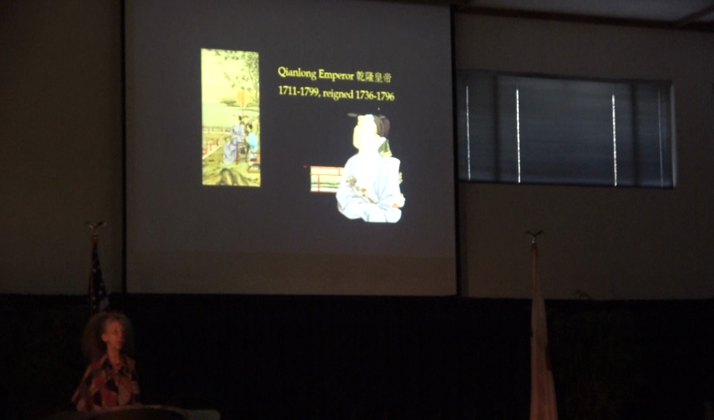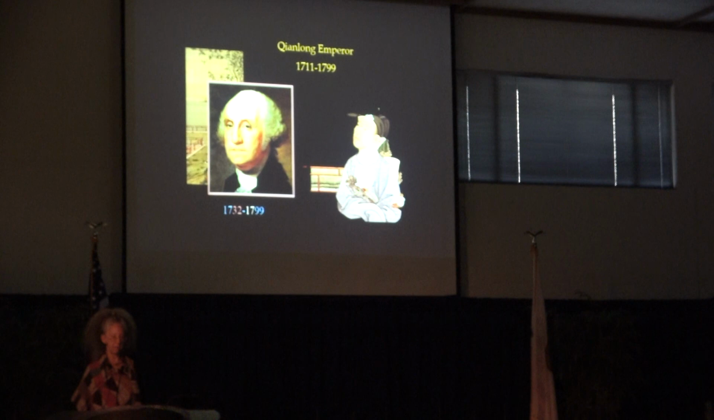Somebody once said to me, if you want to try to conceive of what a 60-year reign is, think of John F. Kennedy, and if he had been president for 60 years, he'd still be president today. So it's a very long time. Basically, the Qianlong Emperor was living at the same time period as George Washington, and amazingly, they both died in the same year, 1799. So that gives us a sense of where in the history of the world the Qianlong Emperor was.